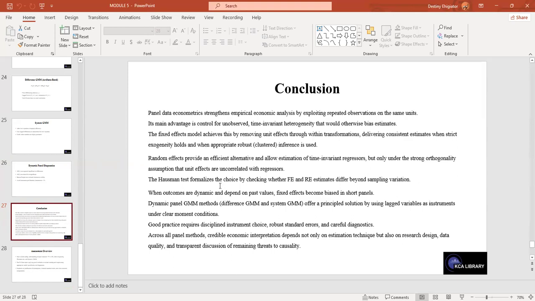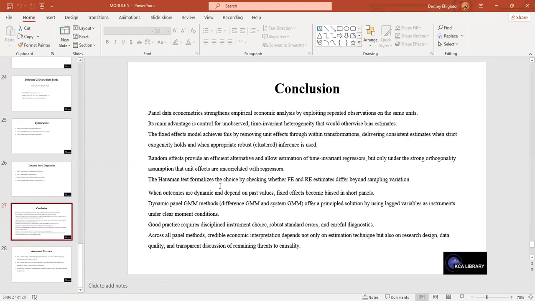Random effects provide an efficient alternative and allow estimation of time-invariant regressors, but only under the strong orthogonality assumption that unit effects are uncorrelated with regressors. The Hausman test formalizes the choice by checking whether FE and RE estimates differ beyond sampling variation.